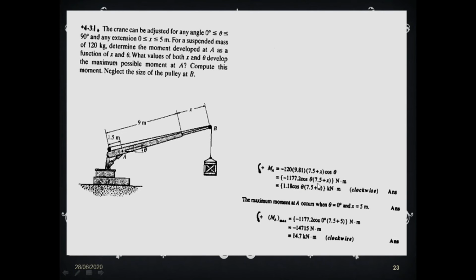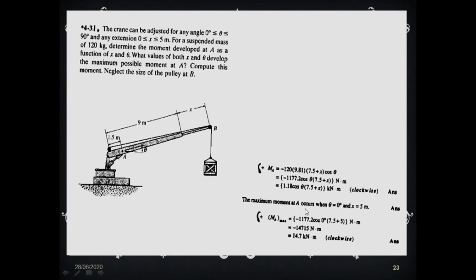cos theta into 7.5 plus x. Okay, and then basically what you do is 7.5 plus x, and then simplify it further to 1.118 cos theta, converting Newton meter into kilonewton meter, clockwise.